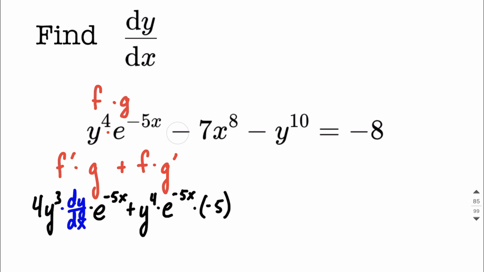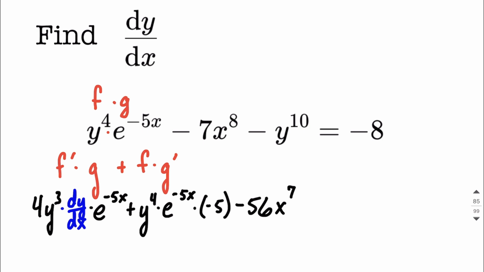As we take a look at our next term, negative 7x to the 8th power, this is going to be another power rule where we bring the 8 down in front and multiply it by the negative 7, so negative 56. The new exponent on x is going to be 8 minus 1, which makes 7. Again, our variable is x, so we don't need to put a dx next to this. We'll just leave that 1 off.